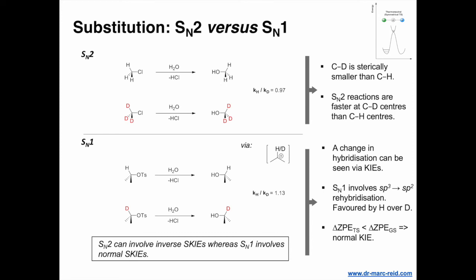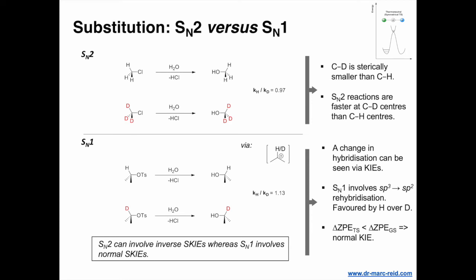In other words, the out-of-plane bending mode is lower frequency, i.e. lower energy, in sp2 versus sp3. The out-of-plane bend weakens as the reaction approaches the transition state, making delta ZPE in the transition state less than delta ZPE in the ground state, giving a normal secondary kinetic isotope effect.